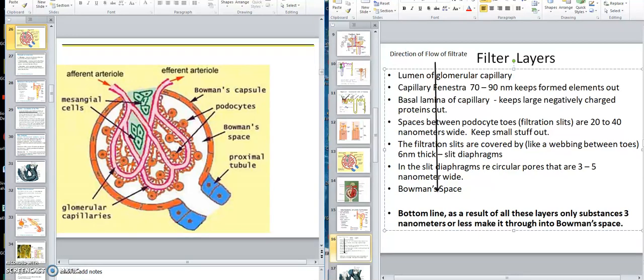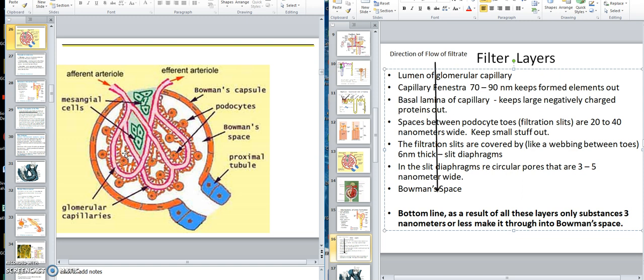Okay, class, where we are now, we want to talk about the renal corpuscle filter. What did we say the renal corpuscle consists of? The glomerulus and Bowman's capsule.